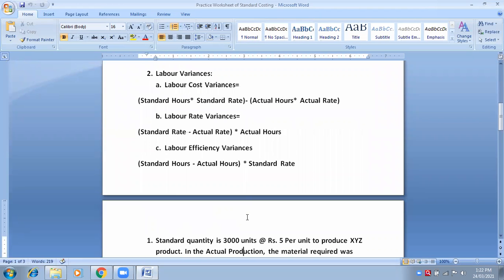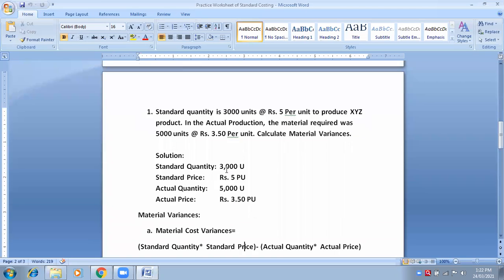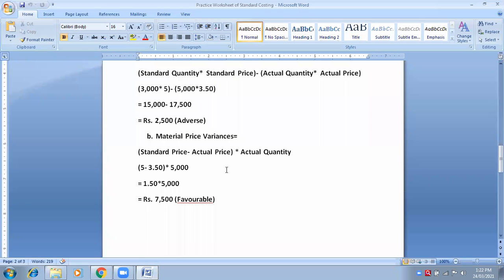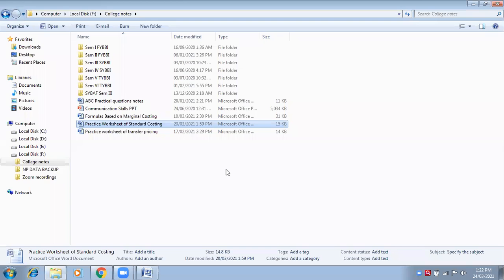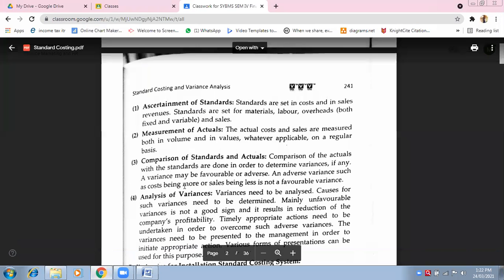Similarly, we have also done labor variances. The three types of labor variances are cost, rate, and efficiency variances. We have also done one practical question. So let us do a few more to make you a little more confident for this chapter as well.